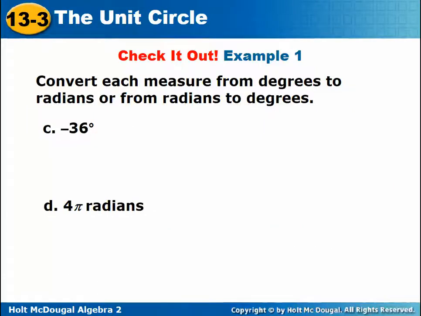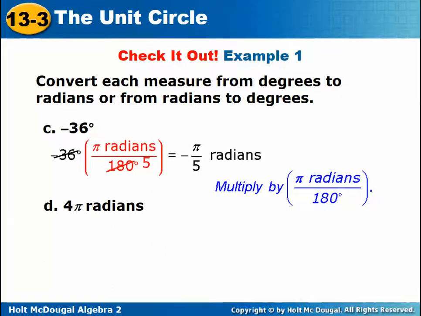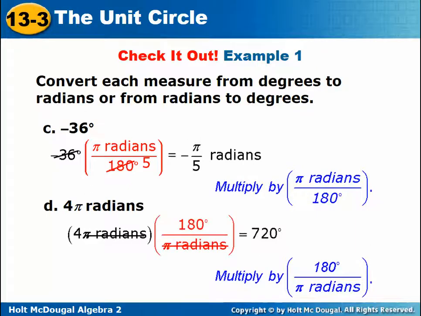This is just more examples. You can try this on your own and then check and see how you did. So for C, you should have got negative pi over 5. And for D, you should have got 720 degrees. So our degrees can be greater than 360.